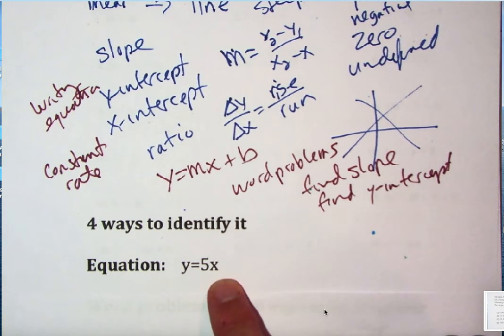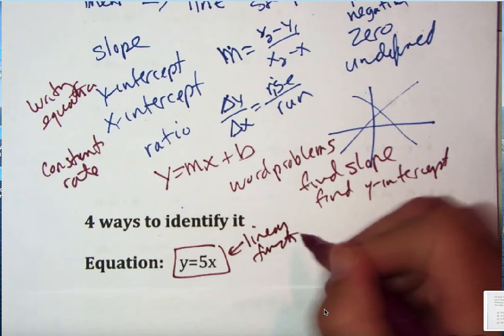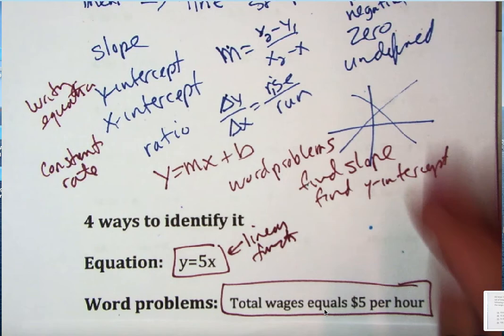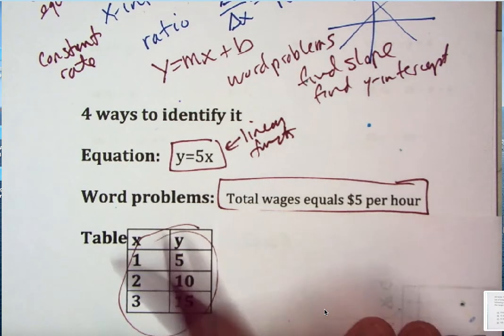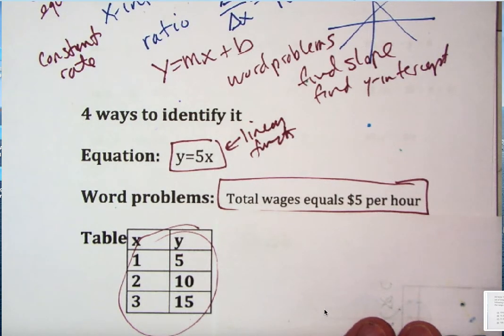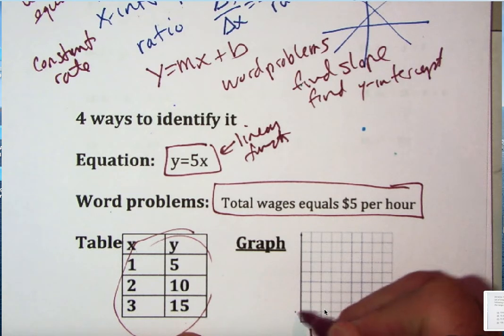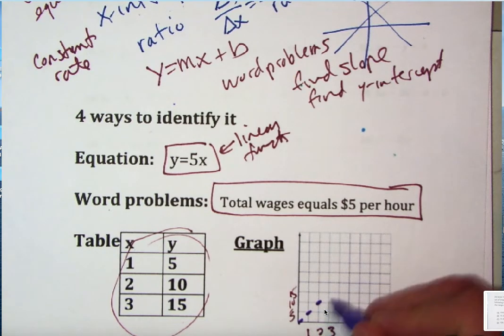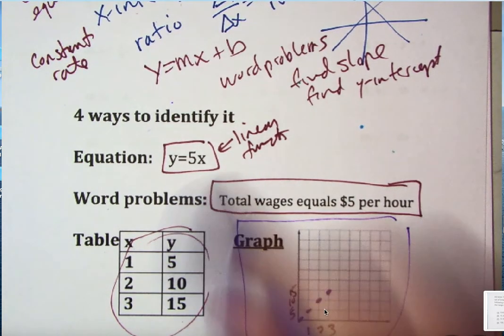You can identify it by just looking at the equation. I can tell you that this is linear. That is a linear function. Word problems: total wages equal $5 per hour. You're going to be able to decide if the word problem is a linear function. You can look at a table. I can tell you right now that this is a linear function. And you're going to be able to look at the graph of any function and notice that it's a linear function. This is just the beginning, but our end goal is to notice whether it's a linear function in all these forms.